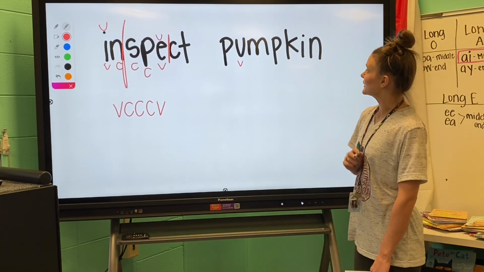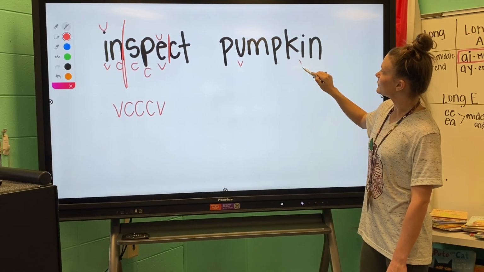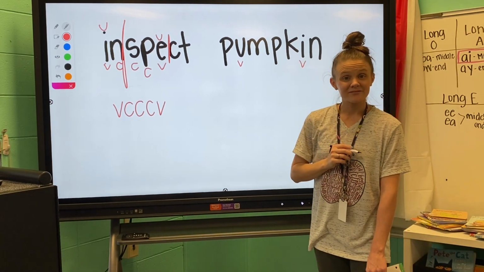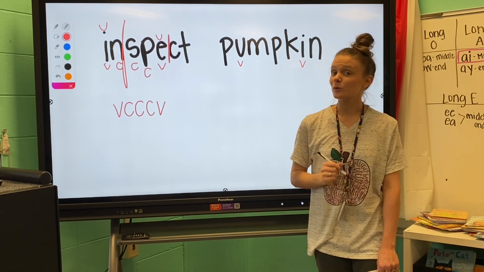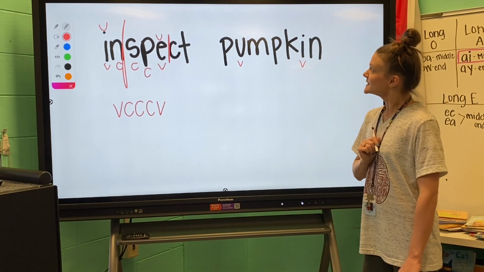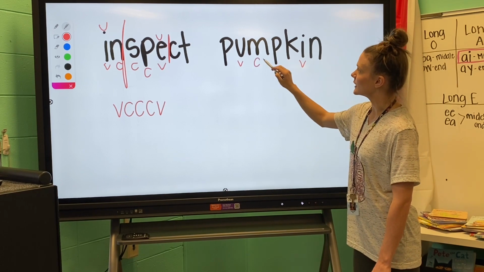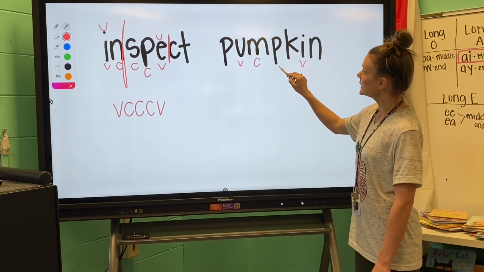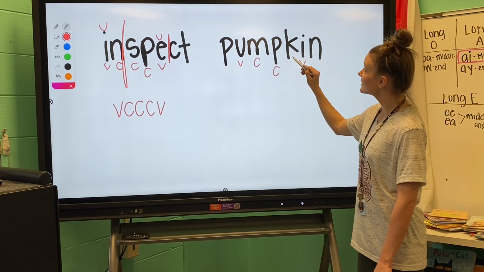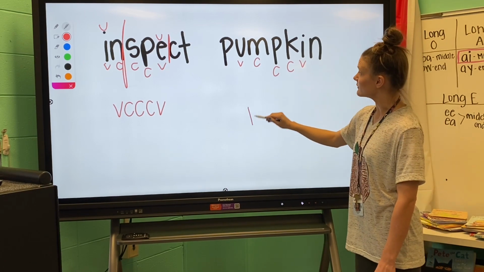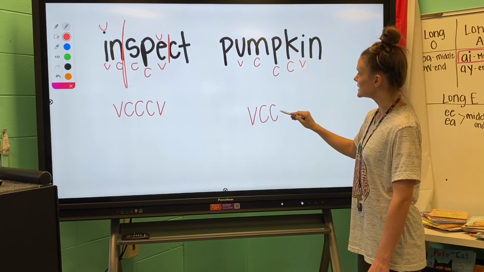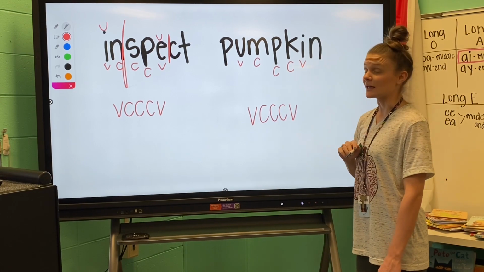Then I see letter I. So I'm going to put a V under letter I. My next thing I need to do is label the consonants in between my two vowels. So I have letter M, which is a consonant, letter P, which is a consonant, and letter K, which is a consonant. So again, we have a V, C, C, C, V pattern.